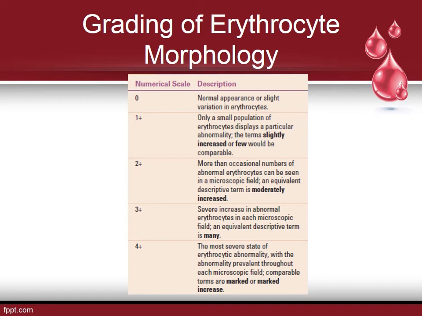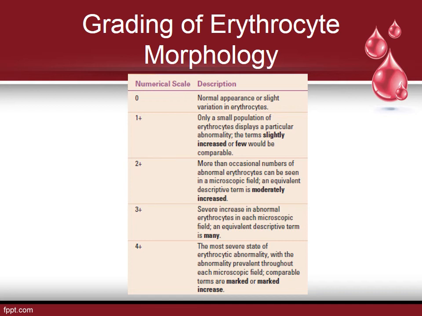1 plus, a numerical scale of 1 plus, only a small population of erythrocytes display a particular abnormality. The terms slightly increased or few will be comparable. 2 plus, more than occasional numbers of abnormal erythrocytes can be seen in a microscopic field. An equivalent descriptive term is moderately increased.